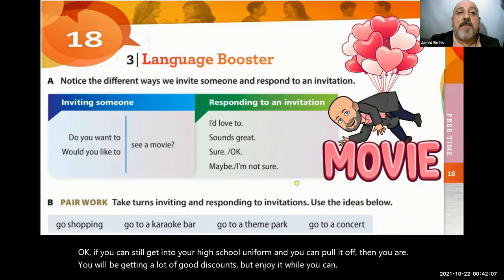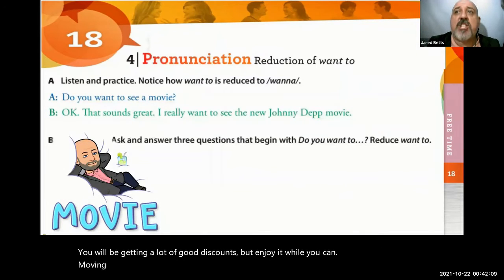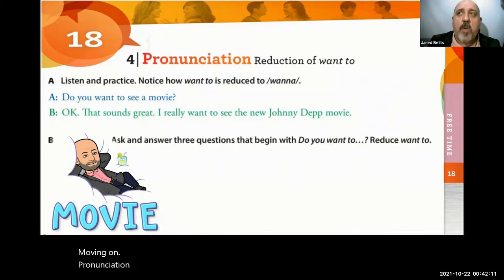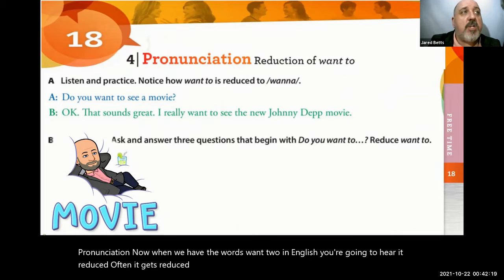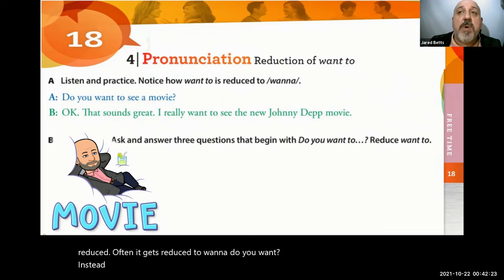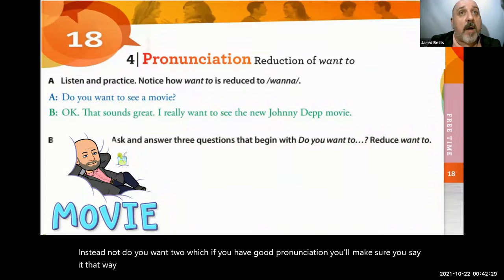All right, moving on. Pronunciation. Now, when we have the words want to in English, you're going to hear it reduced often. It gets reduced to wanna. Do you wanna? Instead of do you want to, which if you have good pronunciation, you'll make sure you say it that way. But if you're saying it fast, do you wanna? It comes out quickly. So listen to how they say want to.